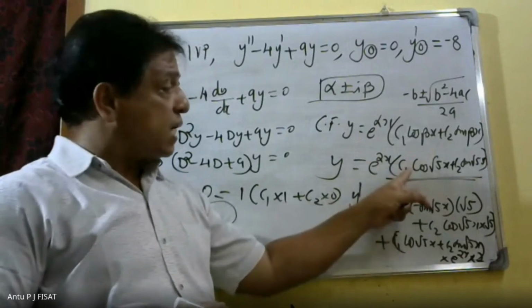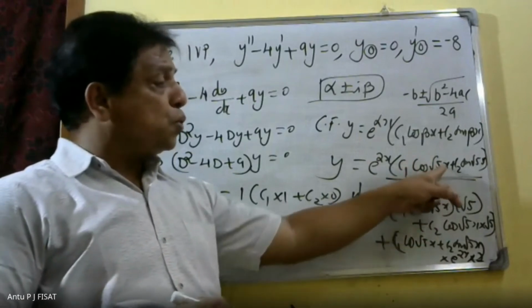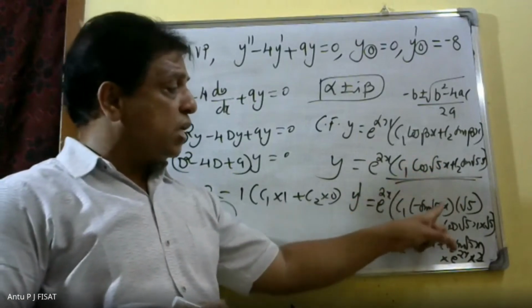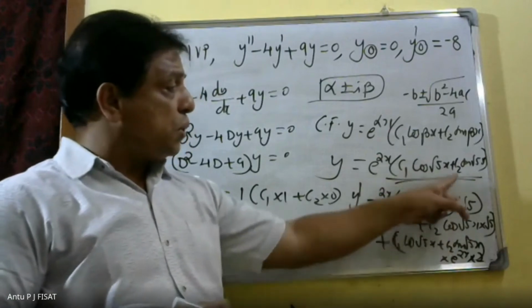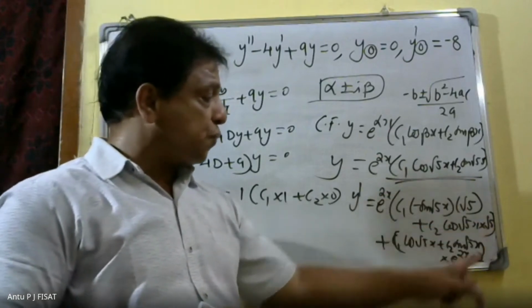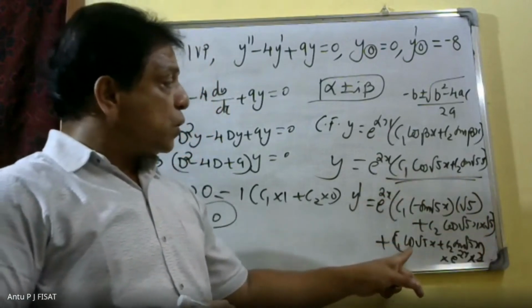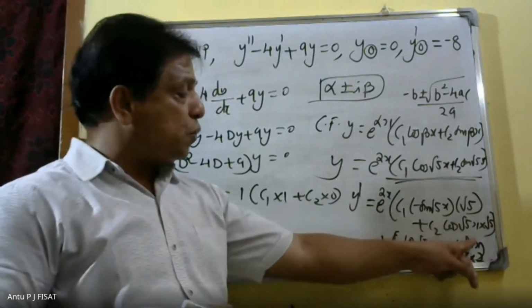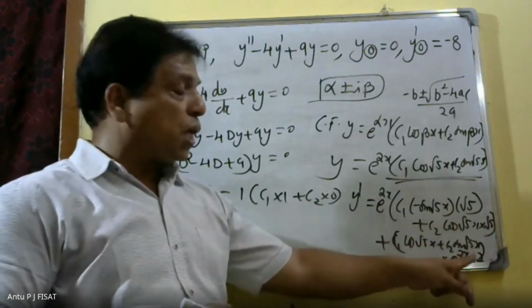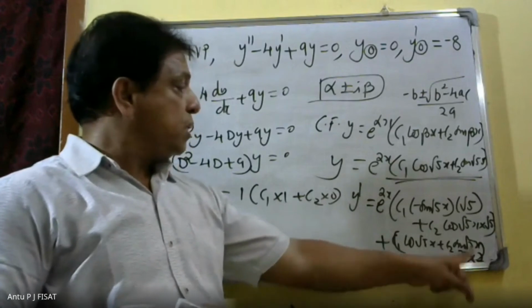The derivative of the second is c1 into minus sin root 5x into root 5 plus c2 cos root 5x into root 5. So y dash is e raised to 2x into [c1 (minus sin root 5x) root 5 plus c2 cos root 5x root 5] plus (c1 cos root 5x plus c2 sin root 5x) into e raised to 2x into 2. This is y dash.